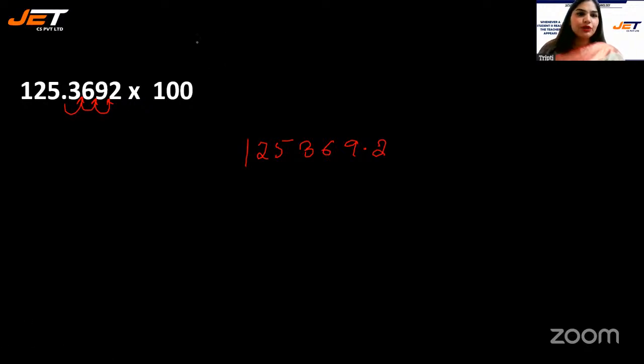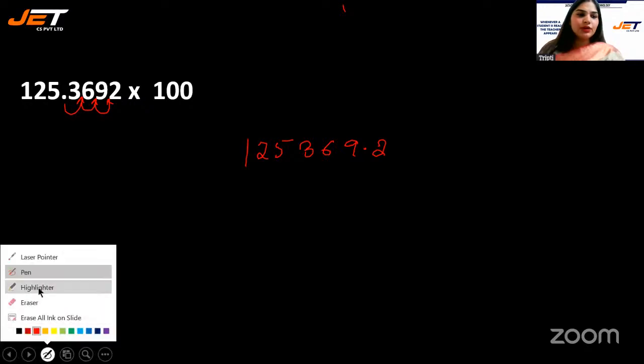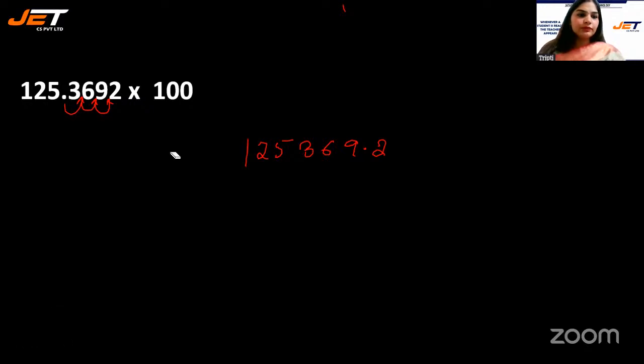Wait, I have to shift it two places to the right. So let's do it, just a moment. I have to shift it two places to the right, because there are two zeros in 100. So 1, 2. I'll put it here, after 6. That's how you have to do it.